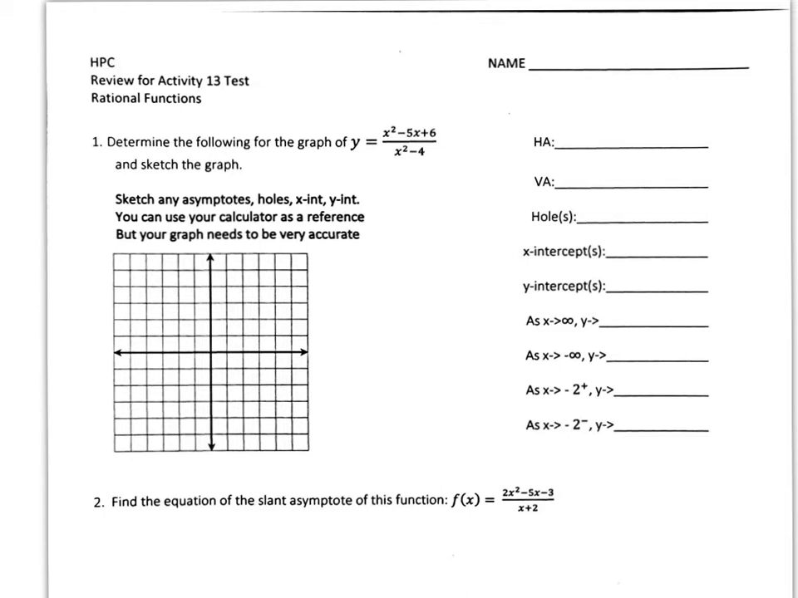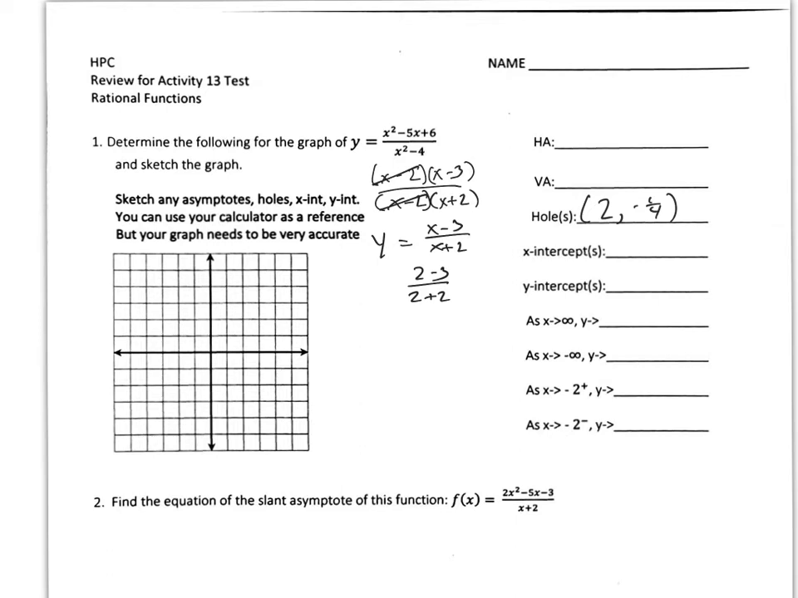You want to look for removable discontinuity or a hole in the graph. So the top factors to x minus 2 and x minus 3, and the bottom x minus 2, x plus 2. So we do have a common factor, so we definitely have a hole where x equals 2. To figure out the y value of that hole, use the reduced form and plug the 2 into the top and the bottom. So the y value of the hole is at negative 1/4.